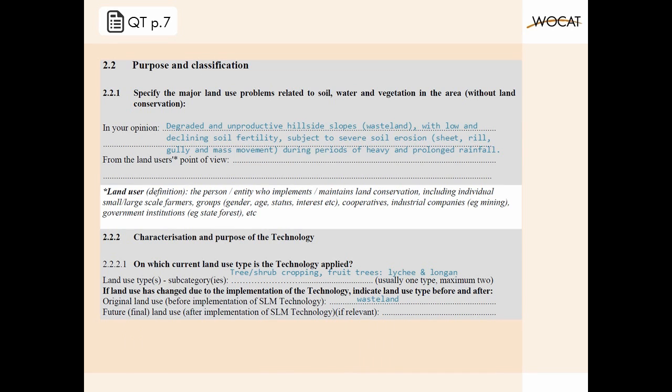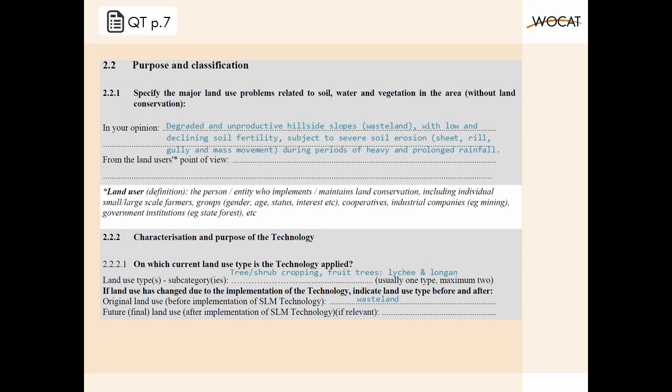After describing the technology, the major land use problems for which the technology was implemented need to be specified. Here, for the first time, the land user's point of view is requested separately. The next question is about the land use types and their subcategories on which the technology is applied.